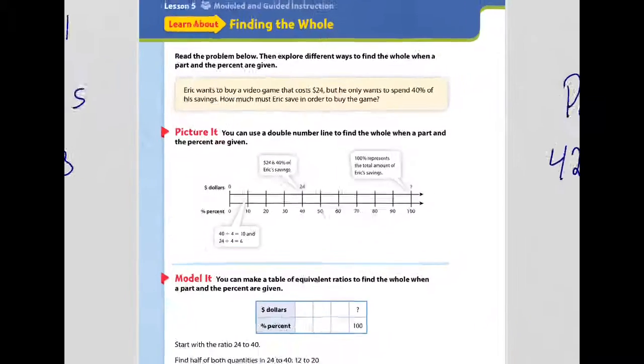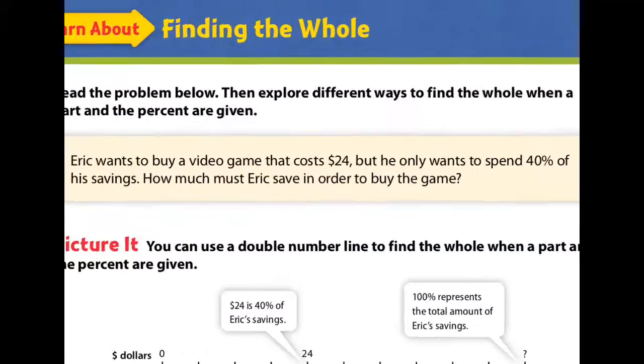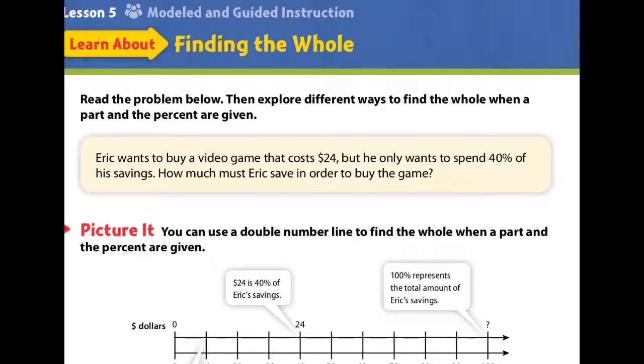We are going to look at this problem at the top of page 42. So follow along with me. It says Eric wants to buy a video game that costs $24, but he only wants to spend 40% of his savings. So how much must Eric save in order to buy the game?